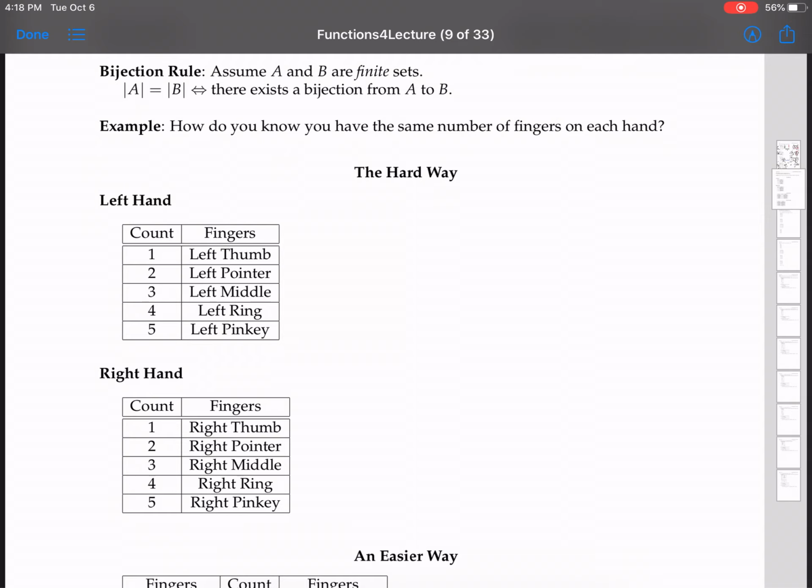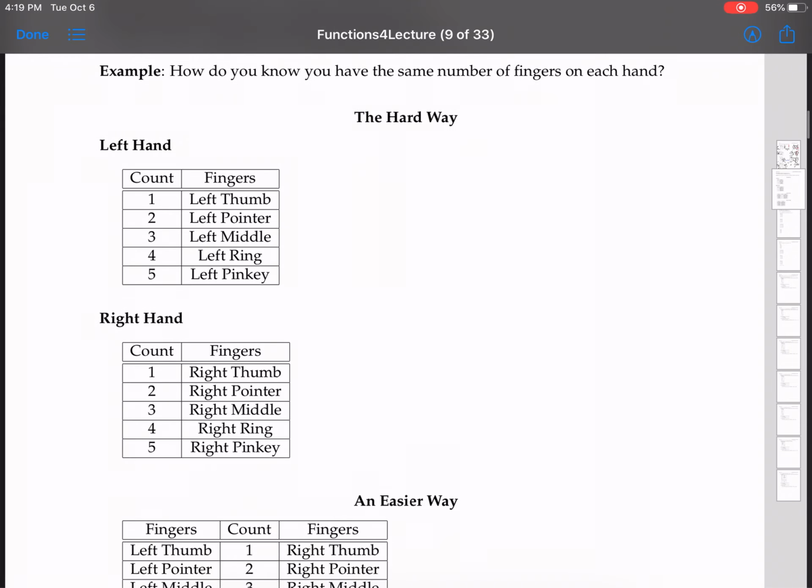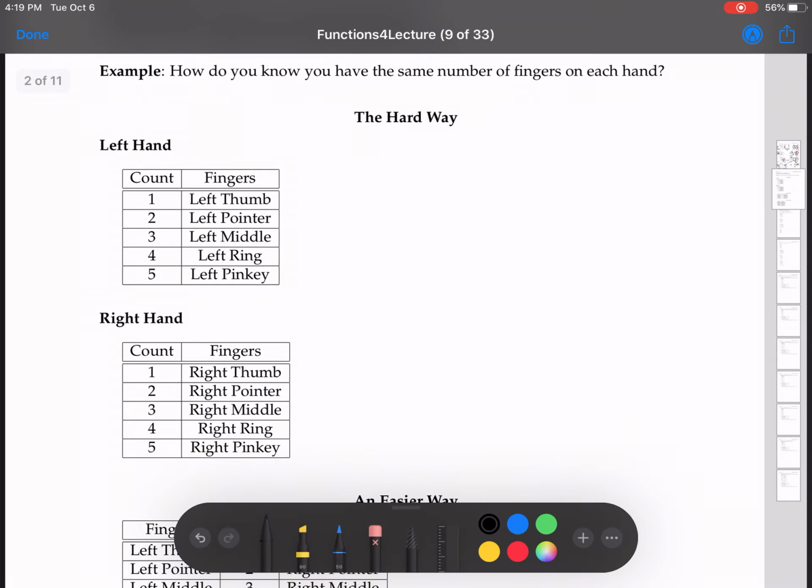All right, a great example of what the bijection rule is actually trying to tell you is this question: how do you know you have the same number of fingers on each hand? All right, so let's first look at the hard way. This is how most people answer the question.